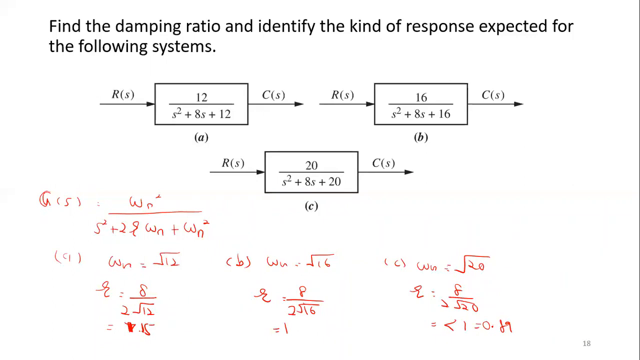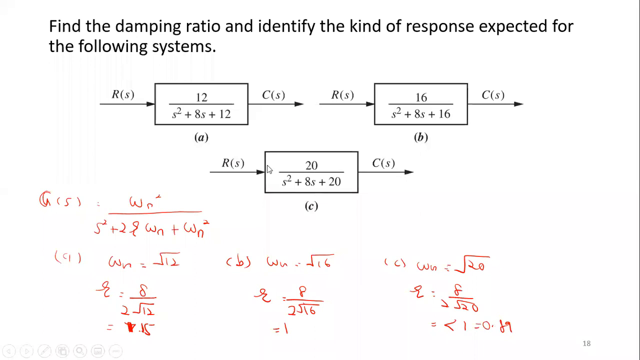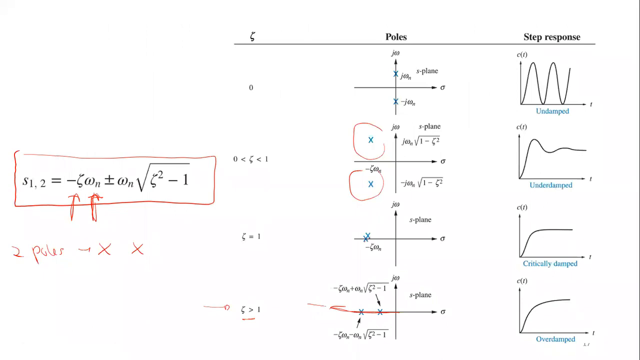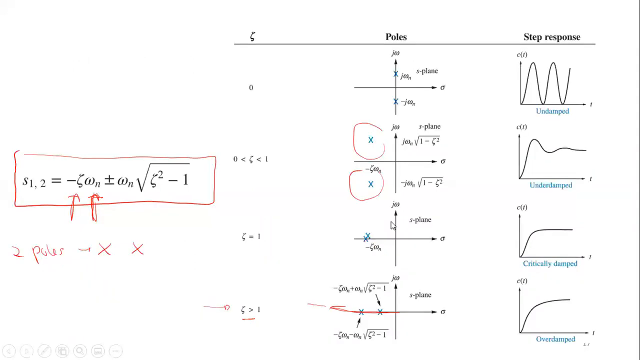So from this you can analyze that the first system, A, with 1.15, is an overdamped system. B is critically damped, and that one is underdamped.